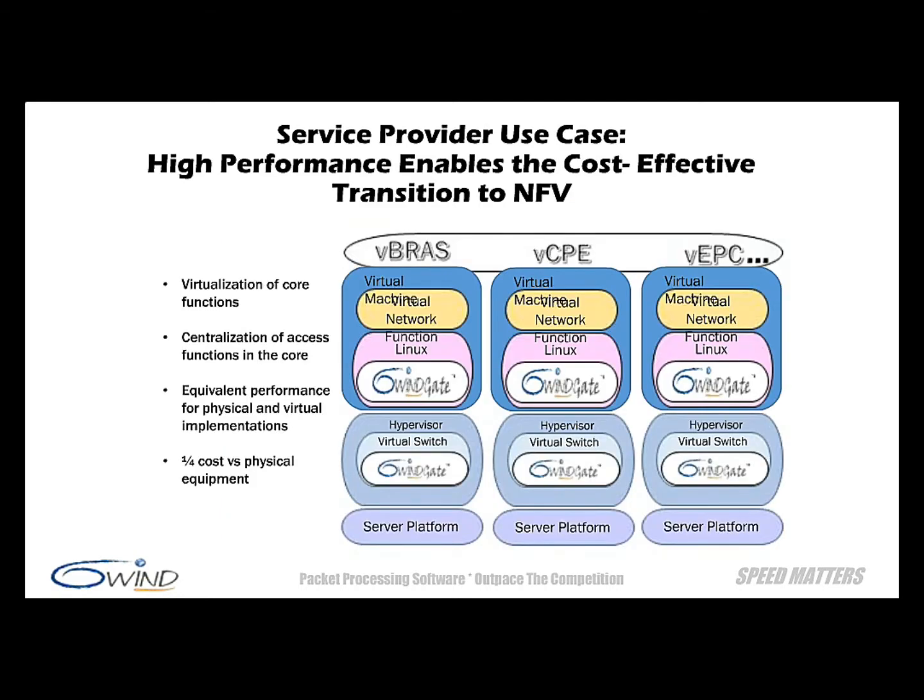And so this allows service providers to do a cost-effective transition to NFV. They can build a complete portfolio of virtual network functions combined with accelerated hypervisor to virtualize core functions on commercial off-the-shelf hardware, or move access functions into virtual machines in the core to ease deployment and maintenance, while keeping equivalent performance to physical implementations. Our customers estimate that the combined CapEx and OpEx costs compared to legacy physical equipment are reduced by 75%.